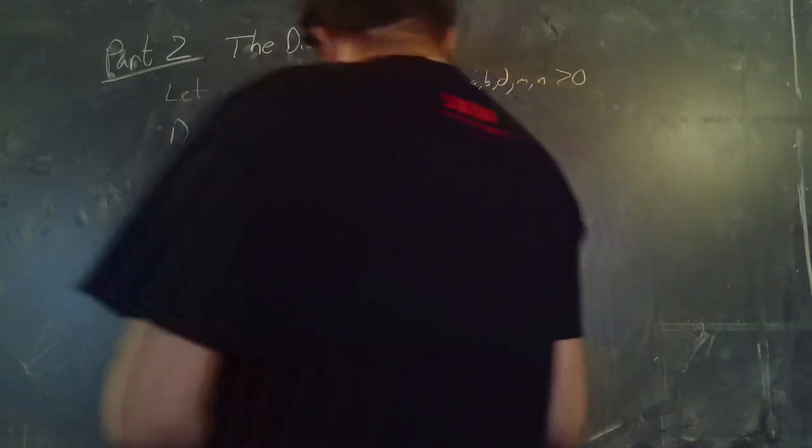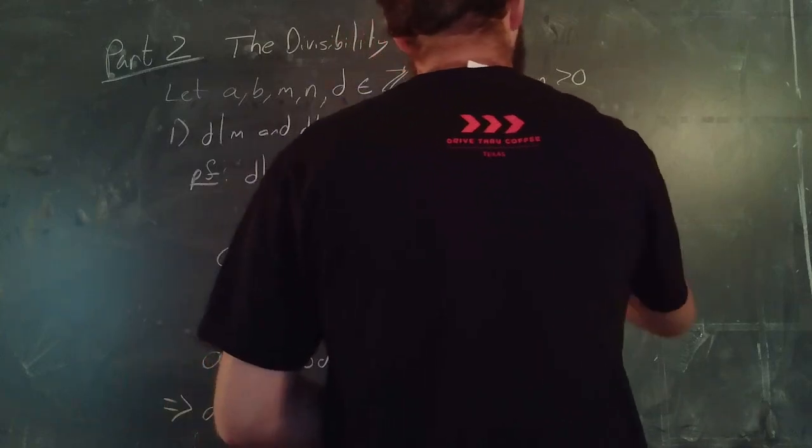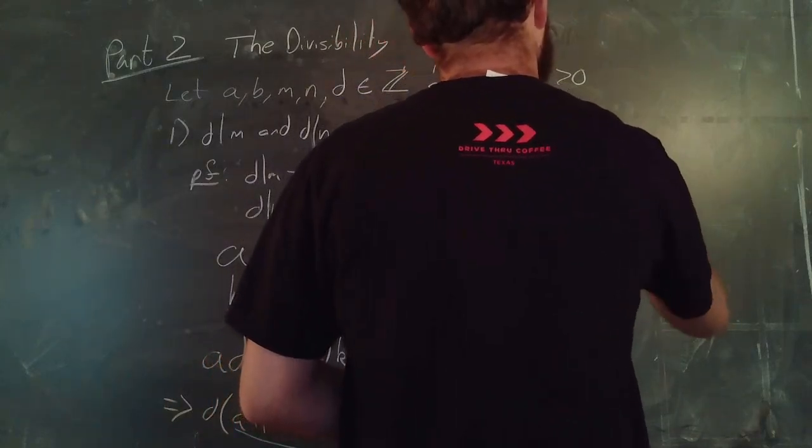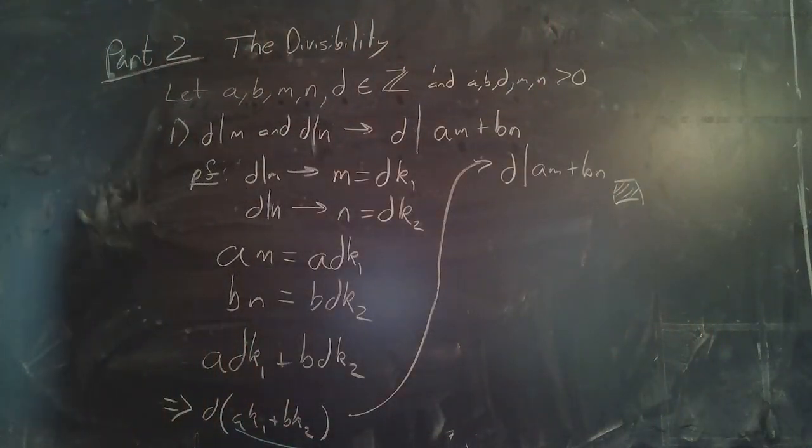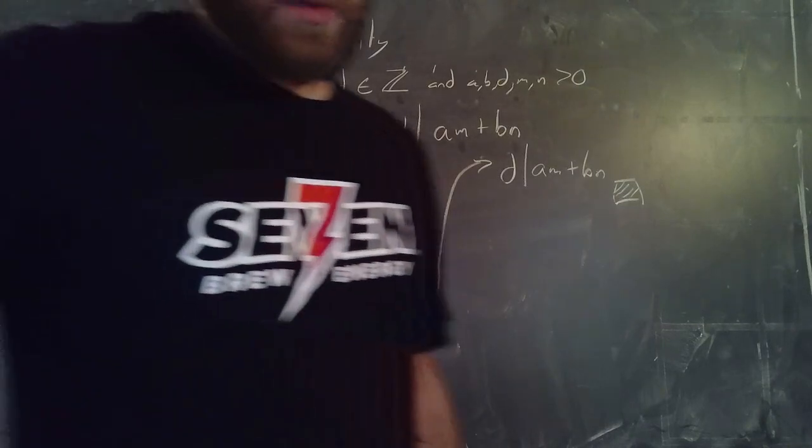So in other words, d divides am plus bn, and that is the proof. So again, what the statement says, the result that we can use here from this proposition, is if d divides two integers m and n, then it must divide a linear combination of a scaled multiple of both of those integers. Scale up m by a, scale up n by b, d must divide the linear combination of those two numbers.